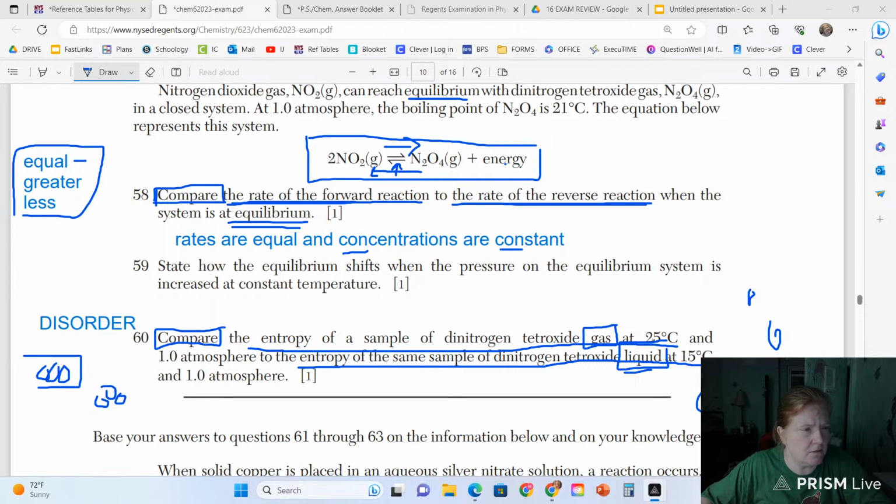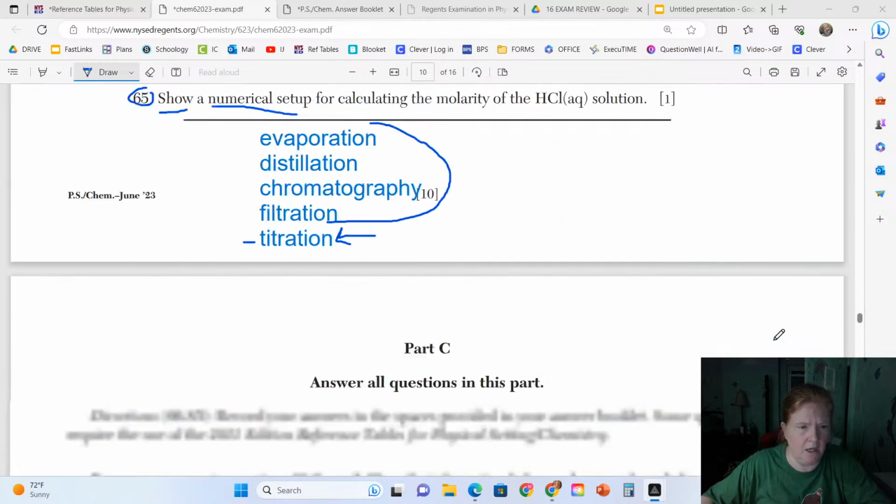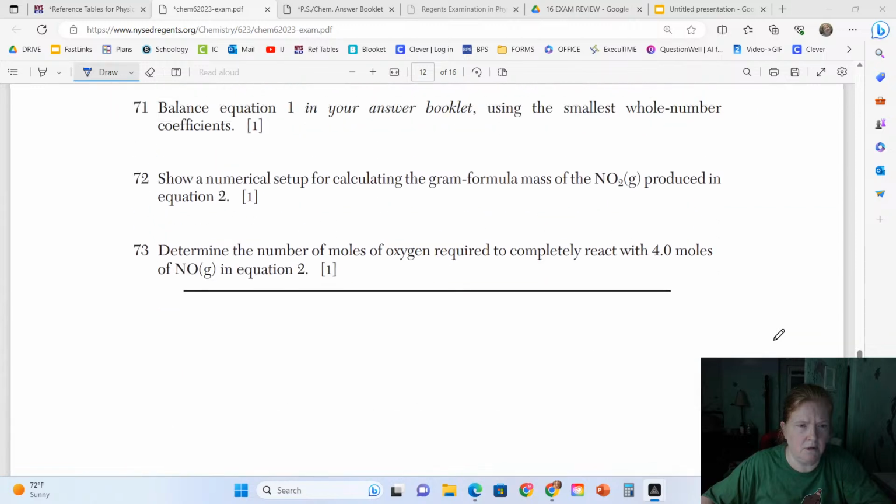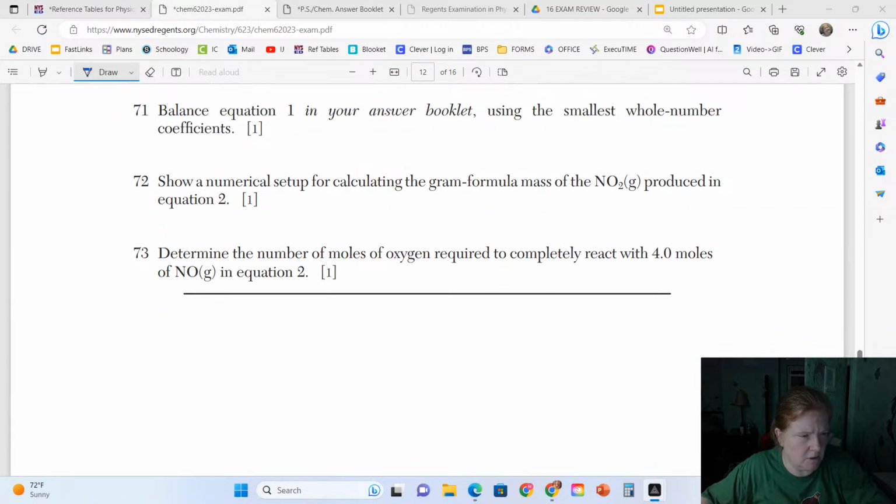All right, so let me go back up here. I did 81, 60. I think 71. Yeah, that was the balancing one. I did that one. We did 18. And that was when we went through all the balancing. So that is good.